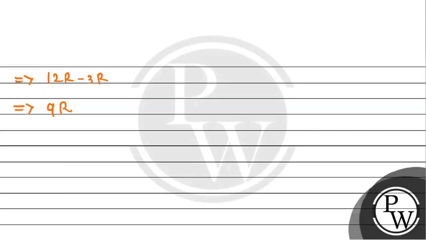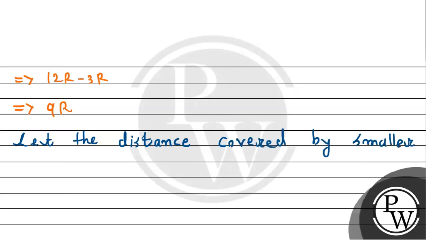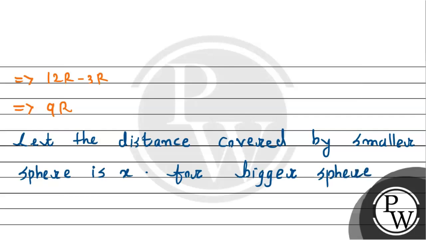Now assuming the distance covered by the smaller sphere to be x. So let the distance covered by the smaller sphere be x. This implies that the distance covered by the bigger sphere will be 9r minus x.